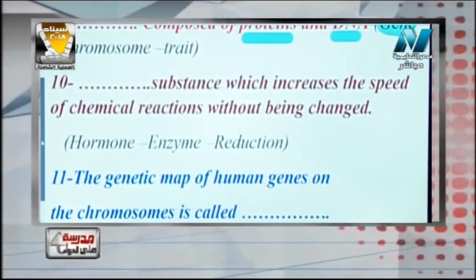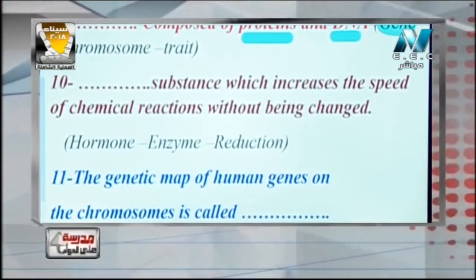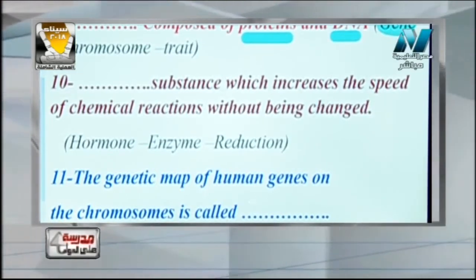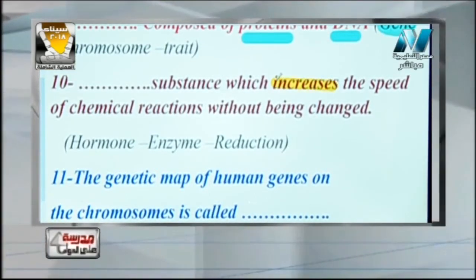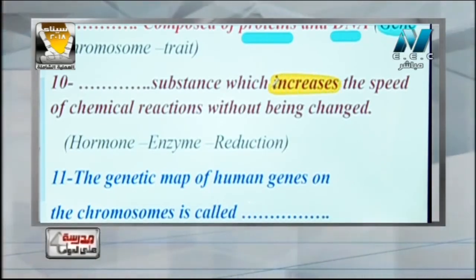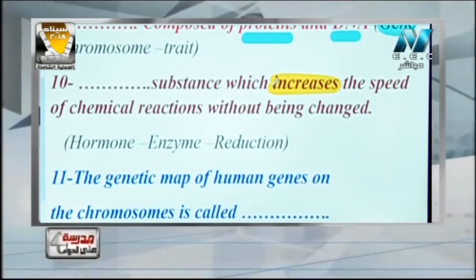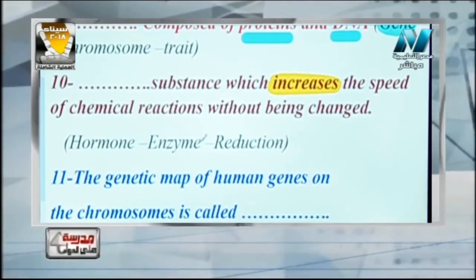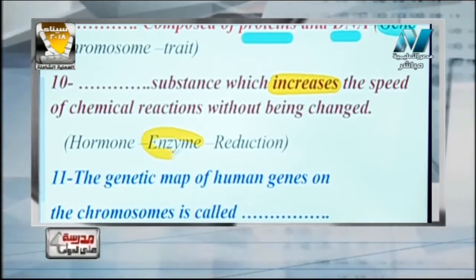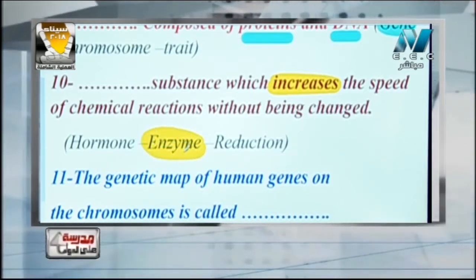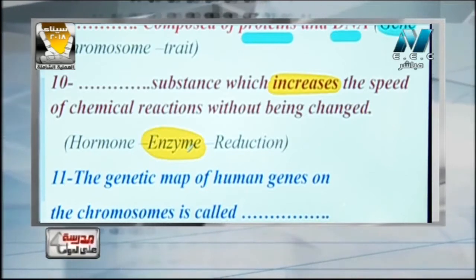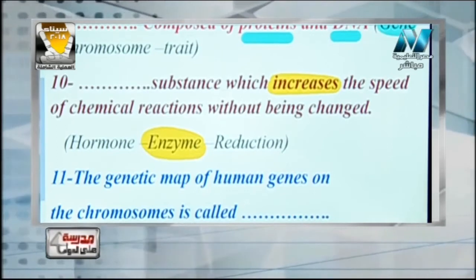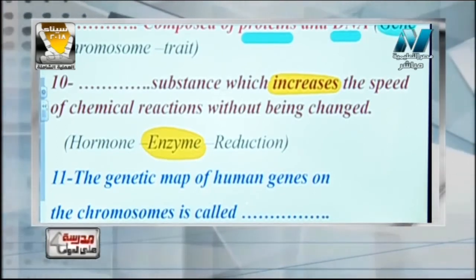Number 10: substance which increases the speed of chemical reaction without being changed. Here we talk about a catalyst, right? But here it is written enzyme. We can use enzyme because enzyme is a natural biological catalyst. So the enzyme is also a catalyst. It speeds up the chemical reaction without being changed.